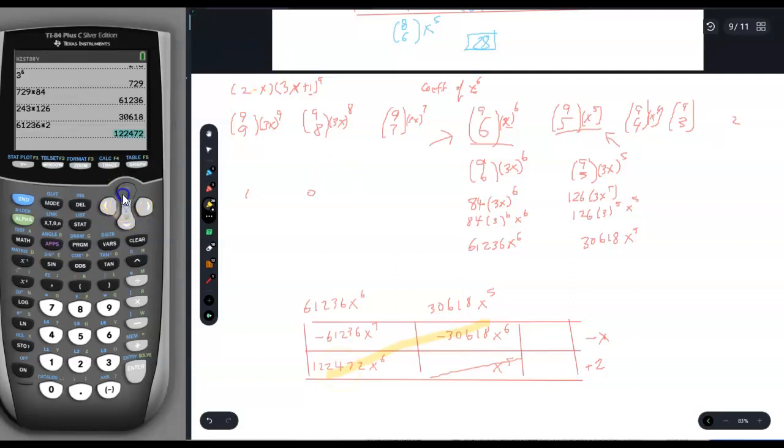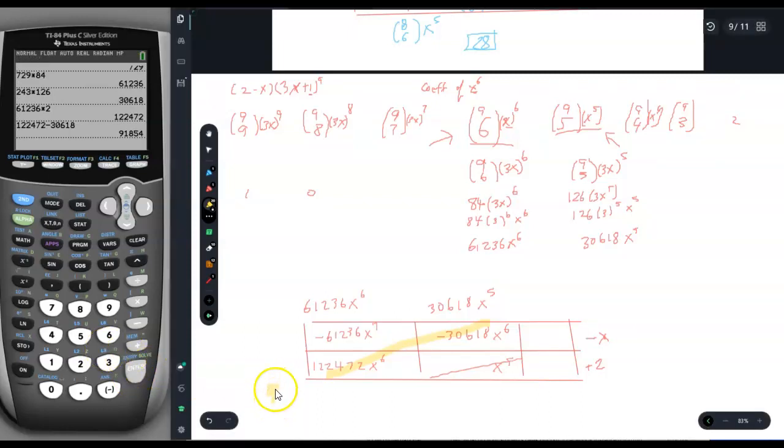So we do 122,472 minus 3618. There's 3618. 91,854. So our answer is 91,854 x to the 6th, positive, right? I added those two like terms together, and I'm done.